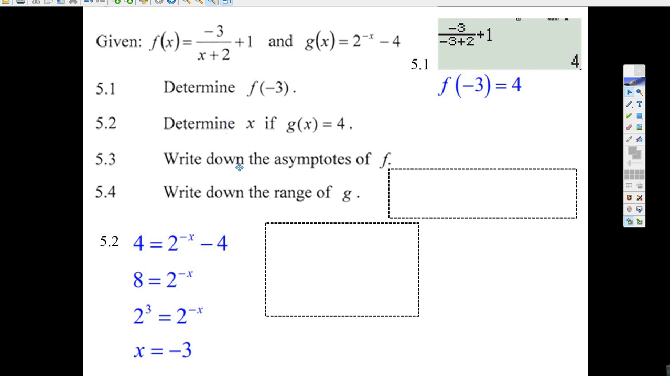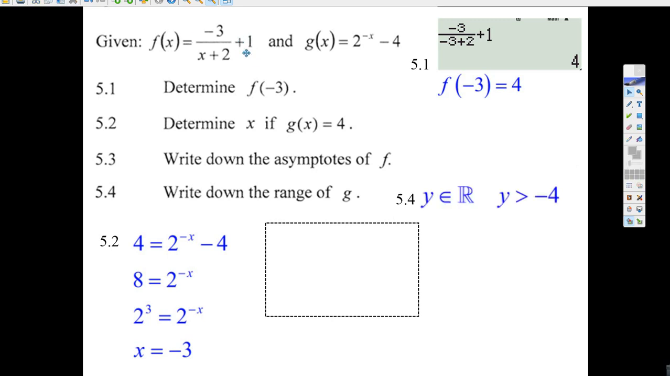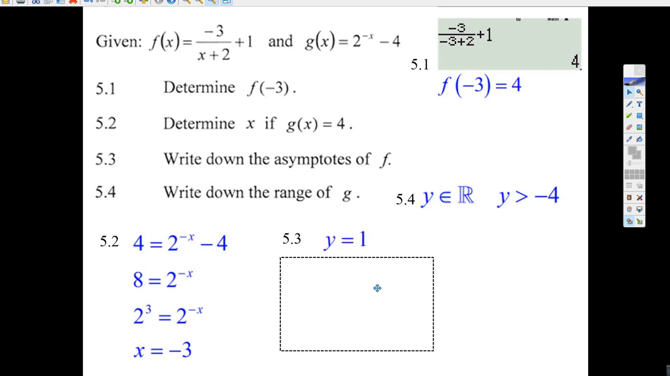Then it says write down the asymptotes of f. Now that should be the easiest thing in the world because you just have to learn it. The horizontal asymptote is y equals 1. It's a horizontal line, y equals this one. Sorry, I just uncovered the wrong thing there. The horizontal asymptote is y equals 1, and the vertical asymptote is x equals minus 2. You use those to draw the hyperbola. They are the lines that the hyperbola can never touch, and it gets closer and closer, but doesn't touch these lines, y equals 1 and x equals minus 2.